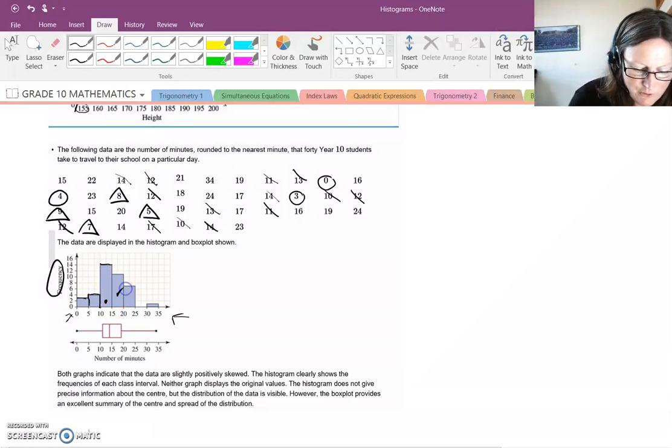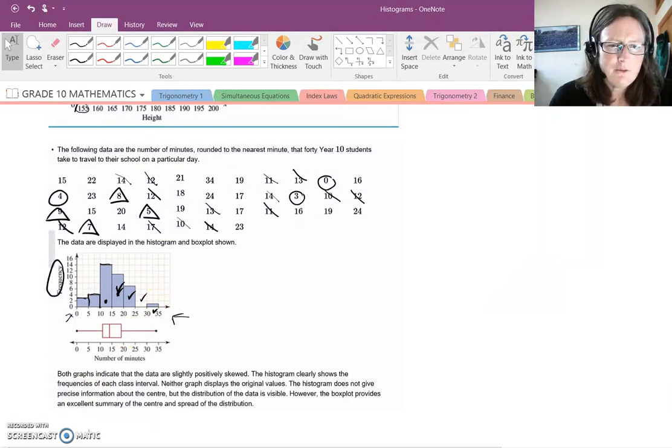So similarly, you do that for how many students took between 15 and 20, 20 to 25, 25 to 30. It looks like no one took that. And between 30 and 35 minutes, it looks like only one student took that length of time to get to school. They've also drawn a comparative box plot under here.